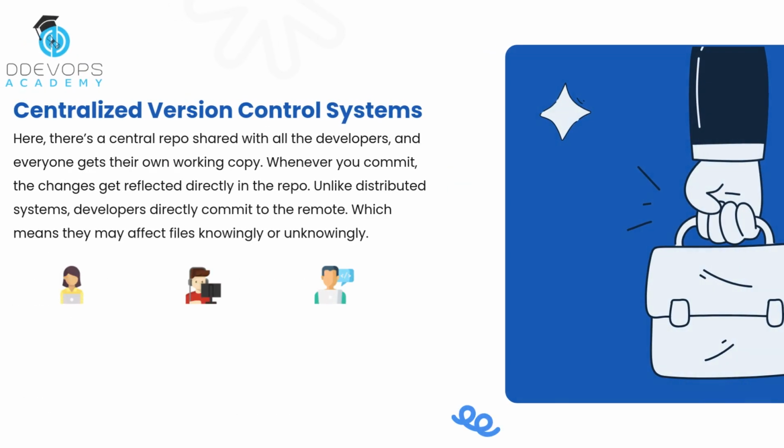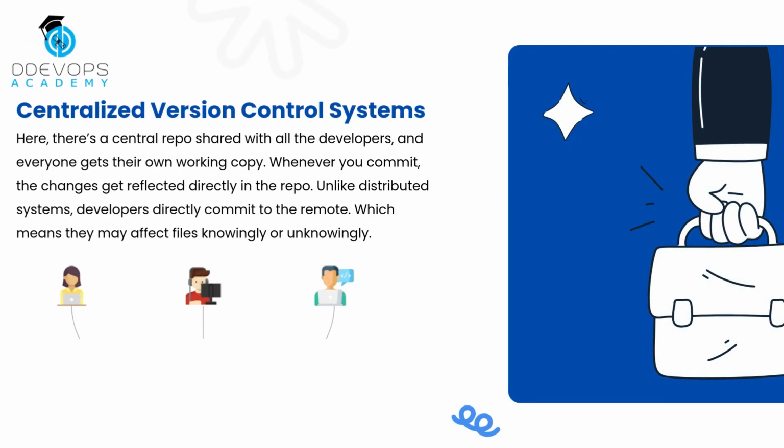Centralized version control systems. Here, there's a central repo shared with all the developers, and everyone gets their own working copy. Whenever you commit, the changes get reflected directly in the repo. Unlike distributed systems, developers directly commit to the remote, which means they may affect files knowingly or unknowingly.